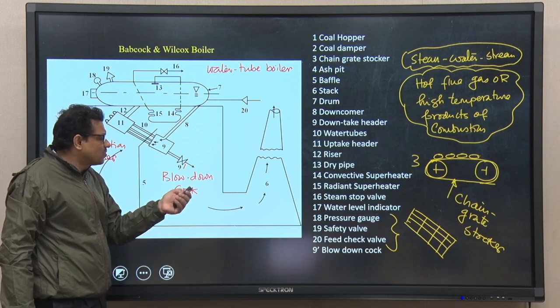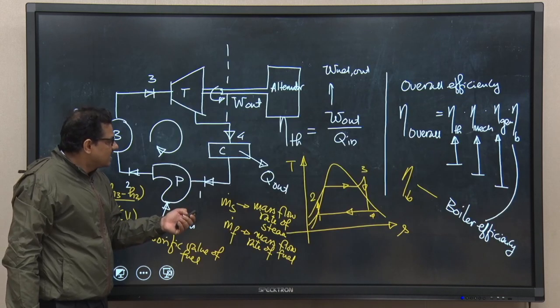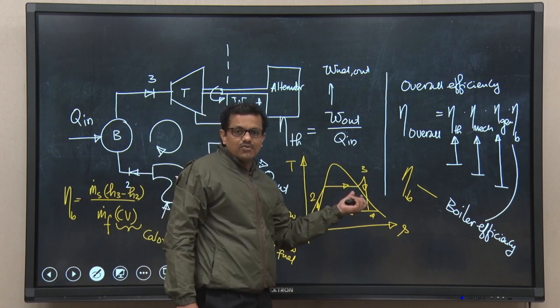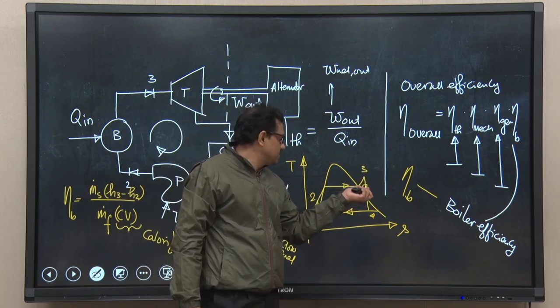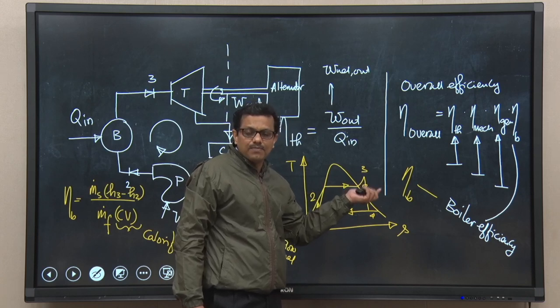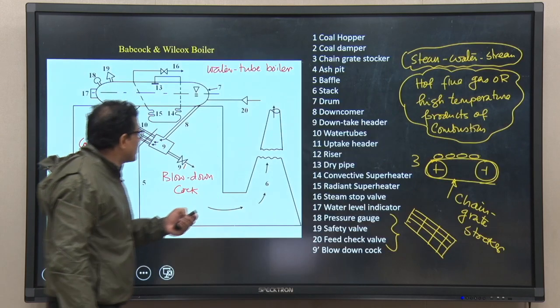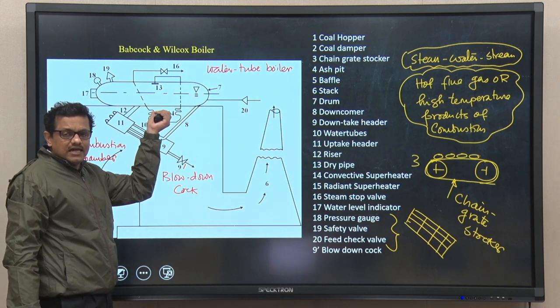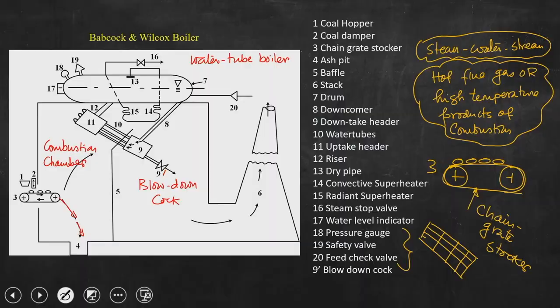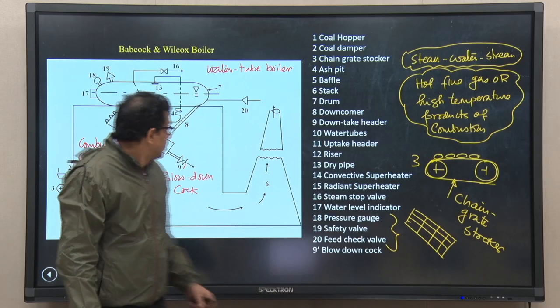The purpose of these two superheaters, if we go back, see, in this T-S diagram we have tried to modify, is that steam is superheated beyond the saturated line up to point 3. So, if we need to superheat, steam should be allowed to flow to the convective superheater and radiant superheater, that is 14 and 15. These two superheaters are connected in series, which I will discuss later.